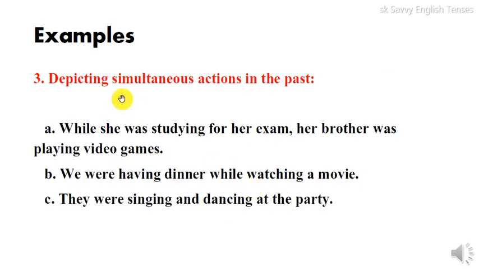Okay, number three is depicting simultaneous actions in the past. For example, while she was studying for her exam, her brother was playing video games. We were having dinner while watching a movie. They were singing and dancing at the party.